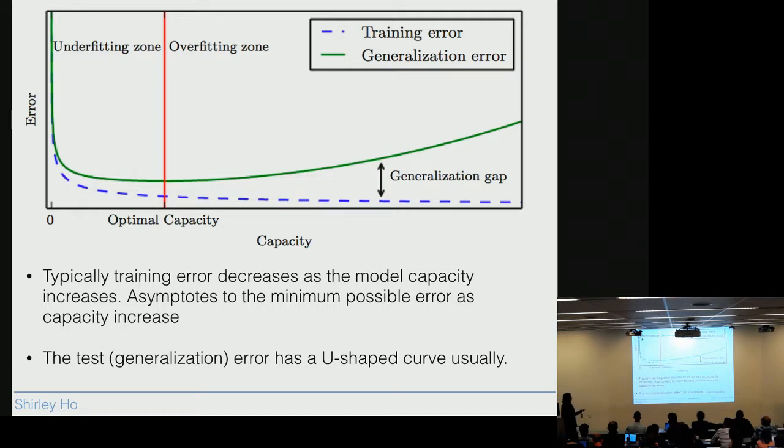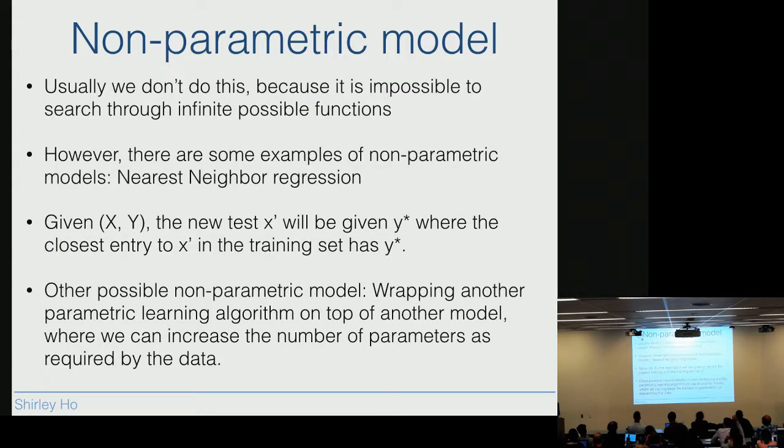So this is just restating this. Training error decreases as the model capacity increases, and asymptotes to the minimal possible error as the capacity increases. And the test error usually has a U-shaped curve, and people have seen this canonically.